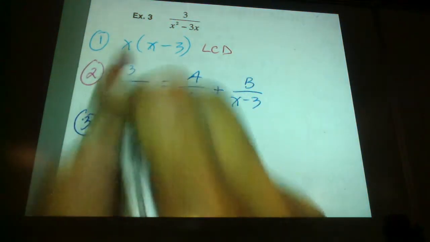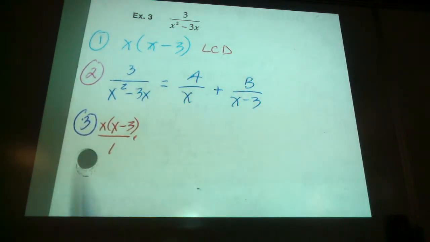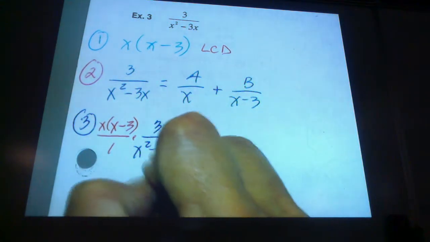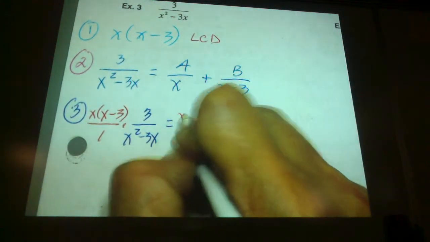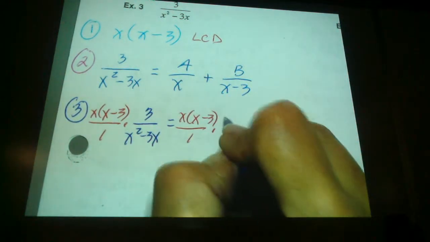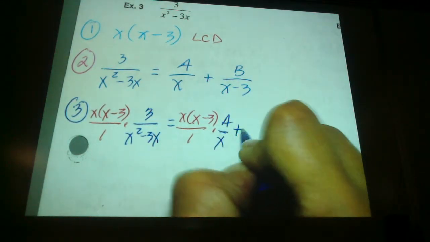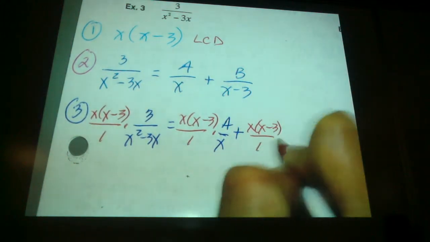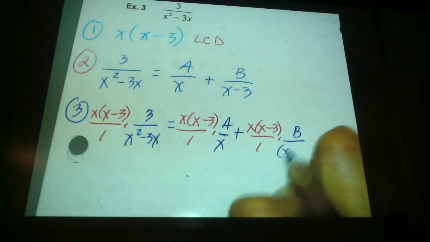So step 3, I'm going to take x times x minus 3 over 1, and I will multiply that to the 3 over x squared minus 3x equals. And then do it again: x times x minus 3 over 1 times A over x, plus, and then one last time, x times x minus 3 over 1 times B over x minus 3.